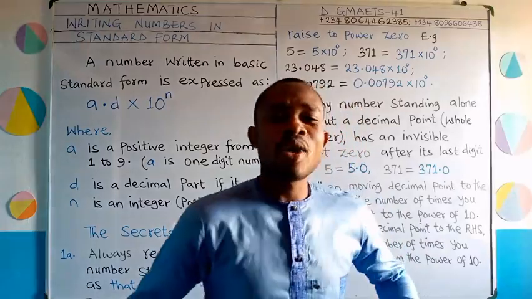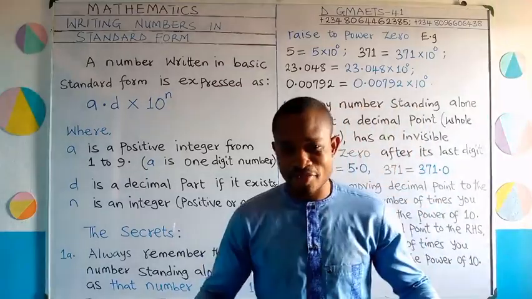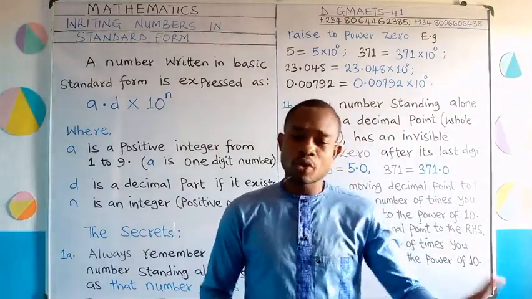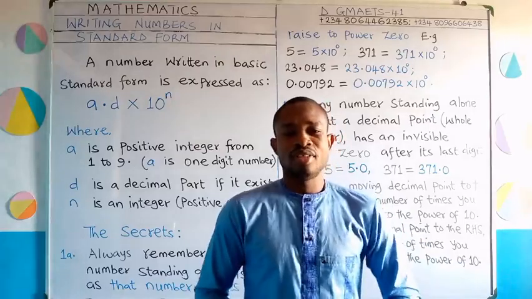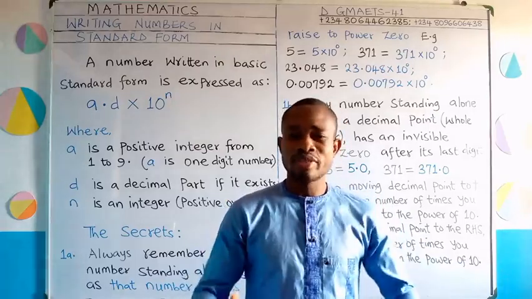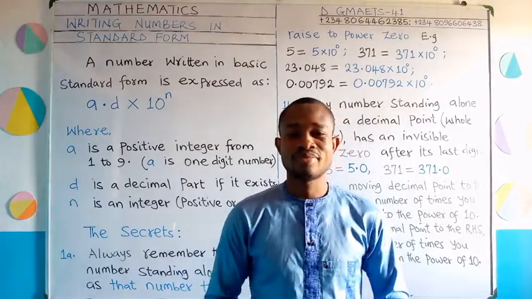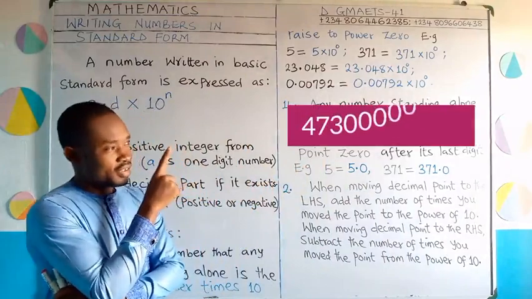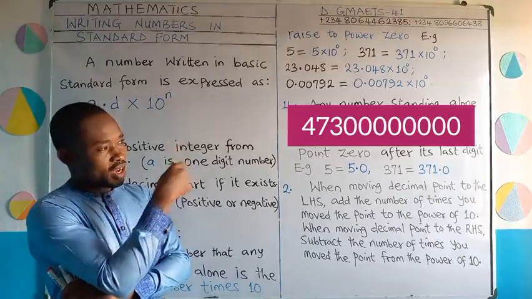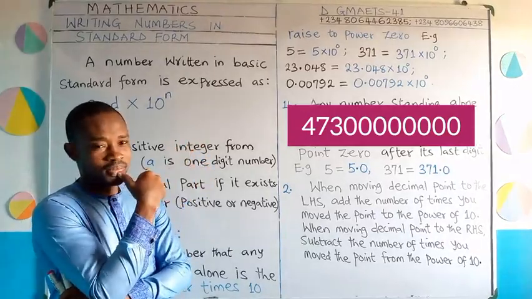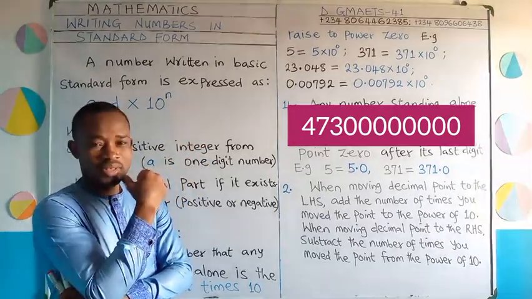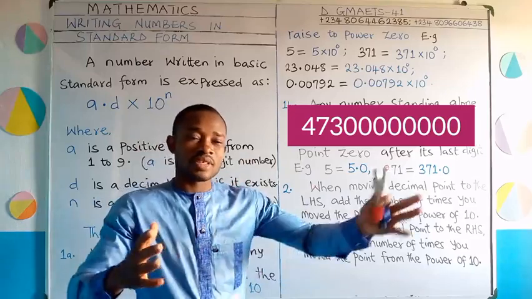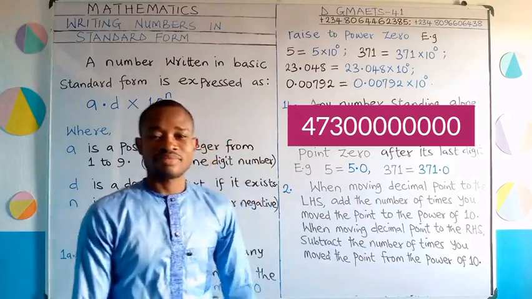We might wonder, why is it that we even write numbers in standard form? Okay, now I'm going to tell you why. We have what we call large numbers. We have what we call small numbers, in fact, very small numbers. I'm going to give you an example. Look at this number: 473, and you see the number of zeros there, 8 zeros. It's a very large number. Pronouncing it sometimes will take some length.